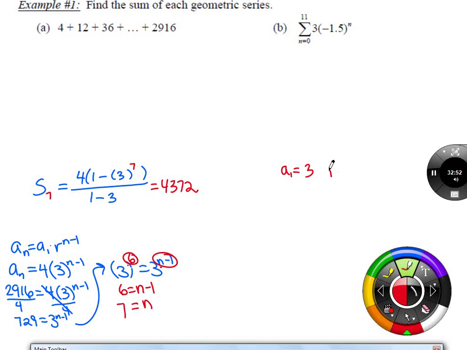What is our ratio? Good. Negative 1.5. Hopefully we're at a place where we can get that just by looking at it, because that's the exponential part of it. That's the base. How many terms are we adding together? What is the n here? No, it's a little bit tricky. I know. Michelle? 12.